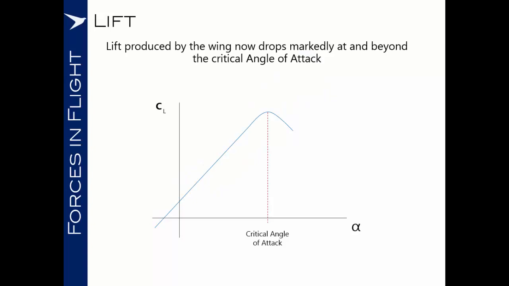At that critical angle of attack, the amount of lift that the wing is generating drops off dramatically. So we can say that the lift produced by a wing will increase in proportion to the angle of attack until we reach the critical angle of attack, or the stalling angle of attack, and at that point the lift will now start to rapidly decrease and the drag will increase.